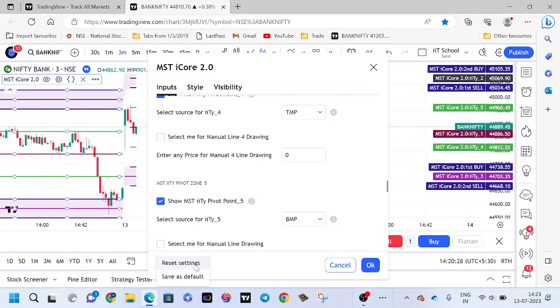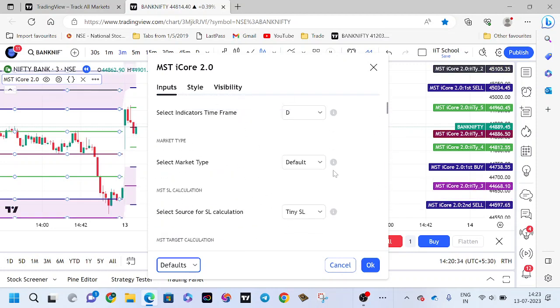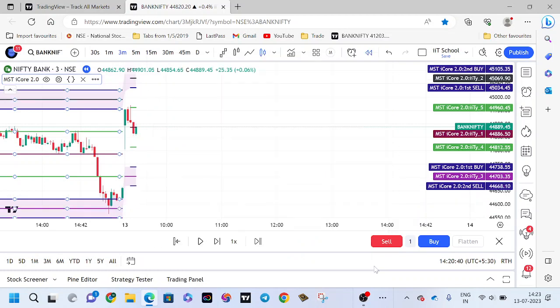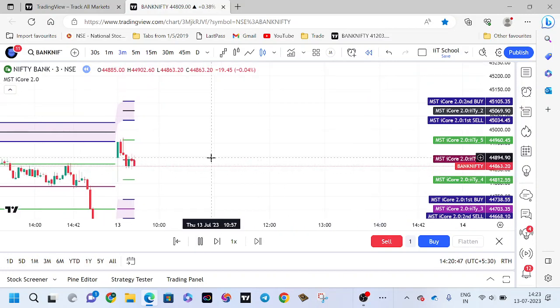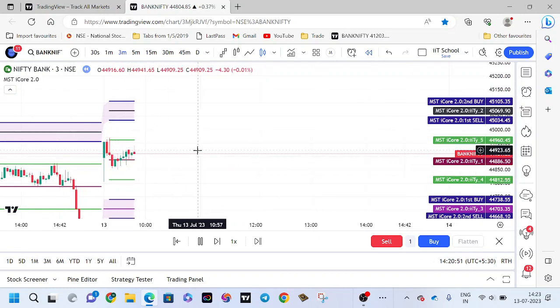So come here and give reset settings, and if you want to trade with a very tiny SL, that you can also keep. That is up to you. So now see here, as I told you, two extra lines have been formed. These green lines are the new update.